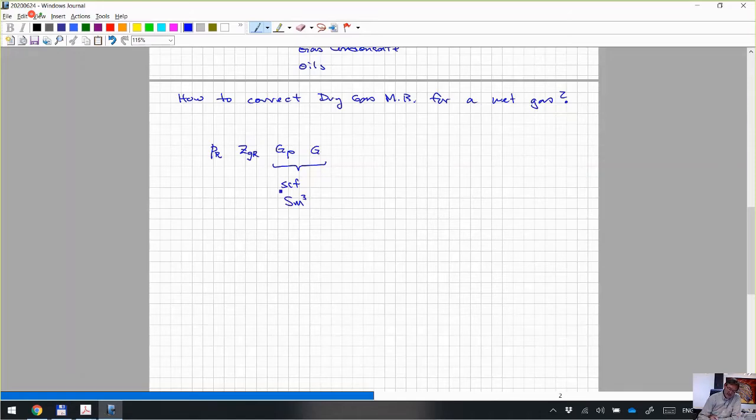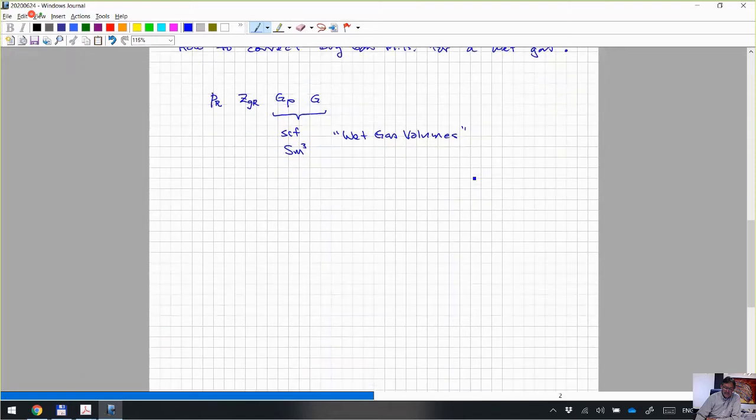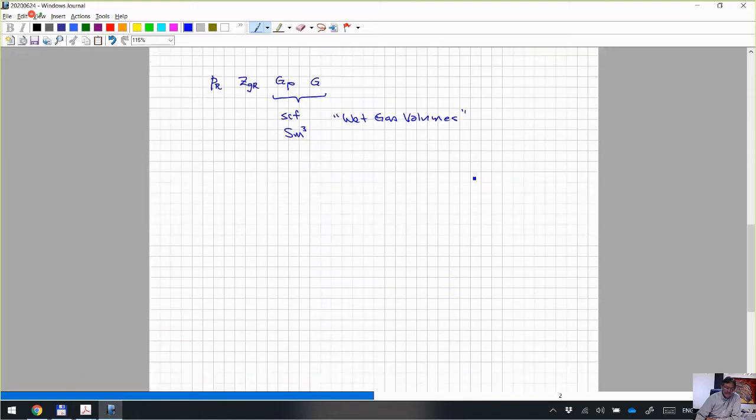So if you're using the GP and the G here, then the standard cubic feet or the standard cubic meters have to be what we termed on Monday as wet gas volumes, fake gas volumes. Okay? They have to be wet gas volumes.